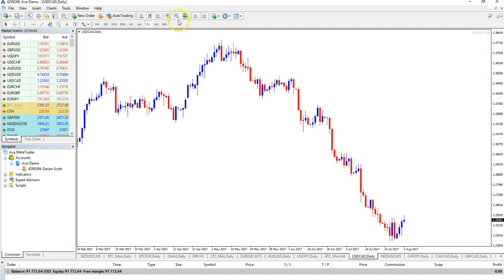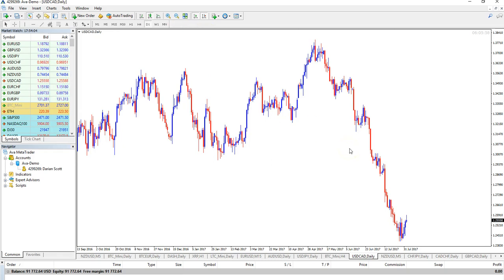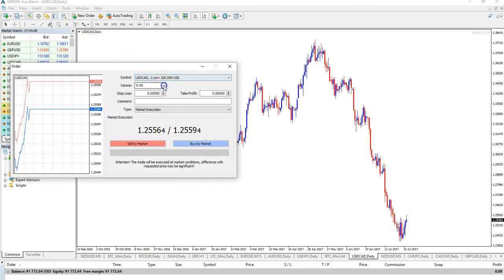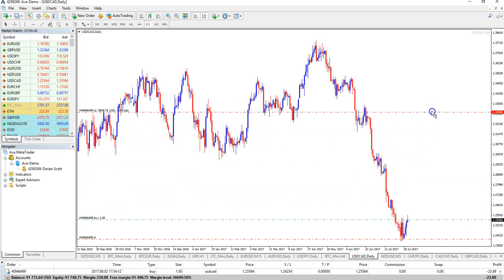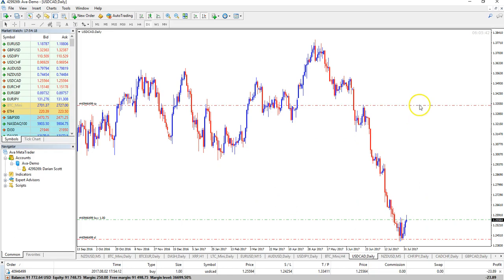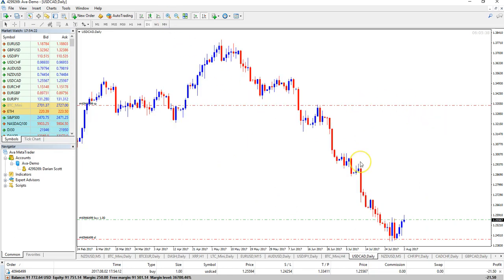1.2557. Now, let's say that I have a lot of money. This is a demo account. Here's how I would place this trade. I'll place a big lot size on this. Select buy. Place this here. And carry this all the way up here. And I just make this trade run for long. This would be like a long-term trade for me. And I would just keep it going.